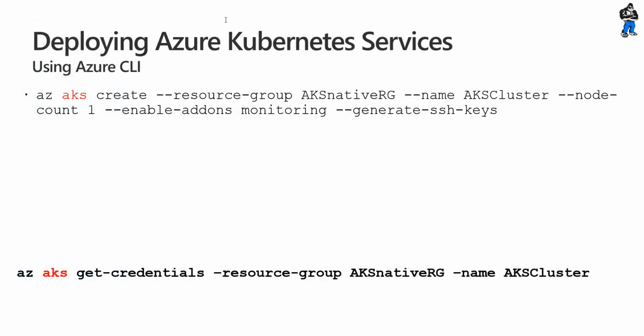Now the first step you need to do is deploying your Kubernetes cluster. So you can use command line, Azure CLI, AKS, where you provide the resource group, the name of your cluster, how many nodes you want in the cluster, and once the cluster is up and running, you need credentials to connect to it. So it's all end-to-end secured as well.